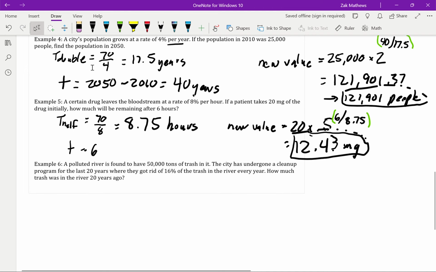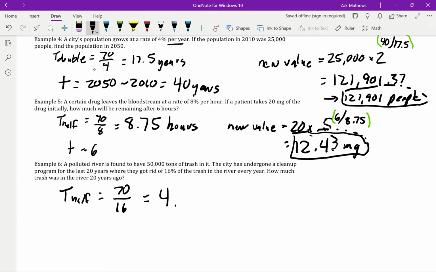Let me start by finding the half-life. So T half, we're going to take our 70, we're going to divide it by the percentage. This is always the easy calculation. And when we do this, we get 4.375, since it's 16% of the trash every year. So 4.375 years is our half-life.